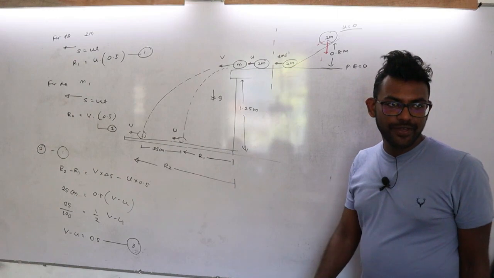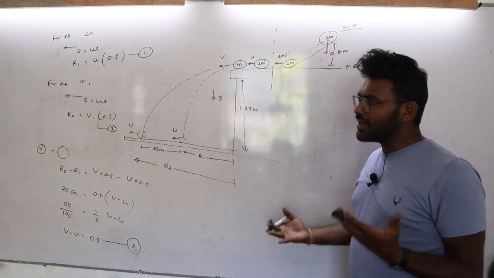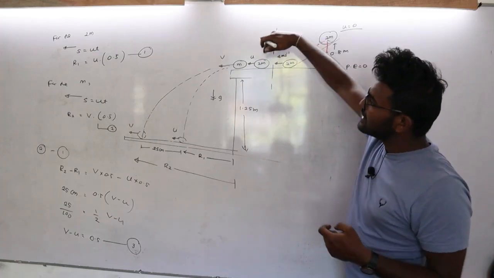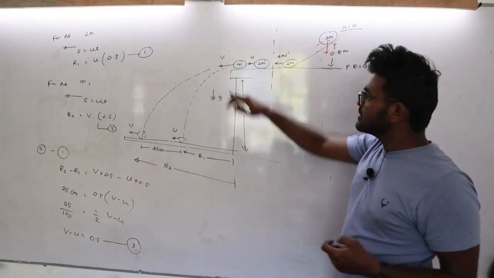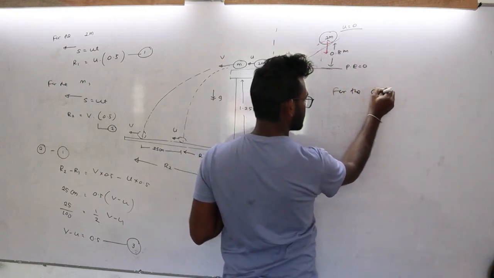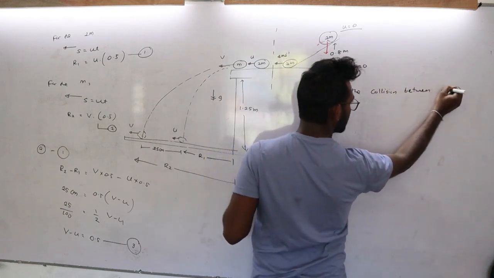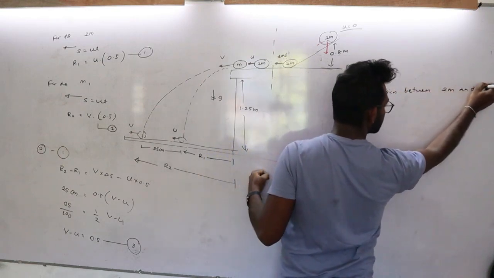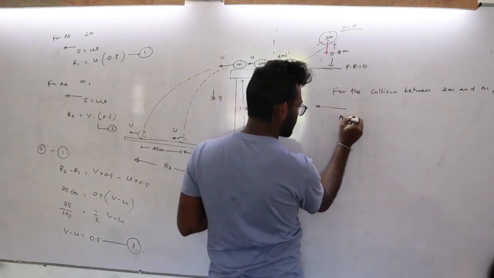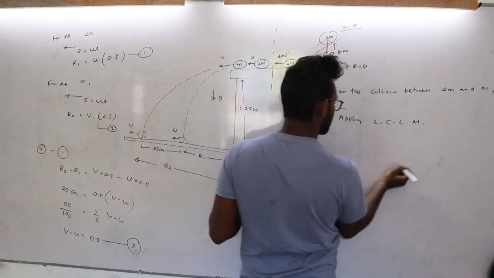That is the place where we could apply the law of conservation of linear momentum. Where? You can see it is colliding at this moment, right? So for the collision between 2m and m, I'm going to apply the law of conservation of linear momentum.